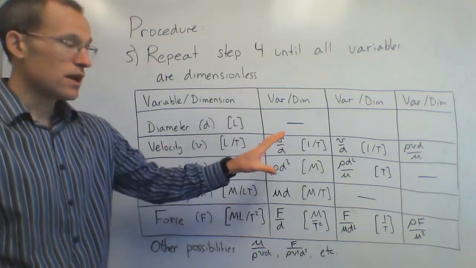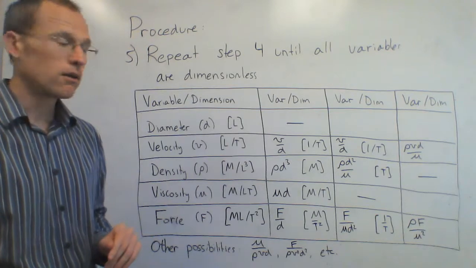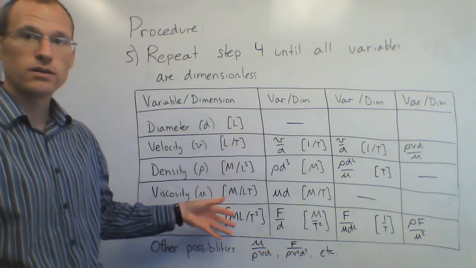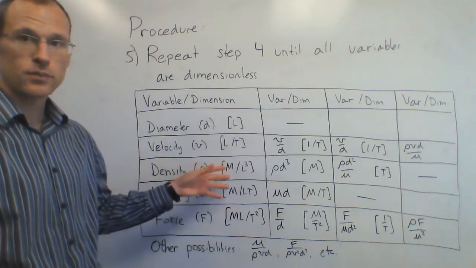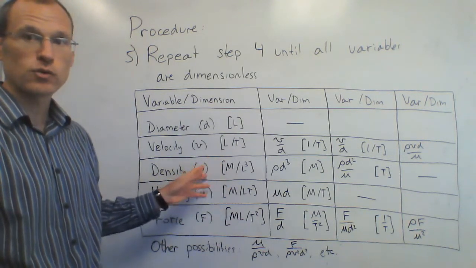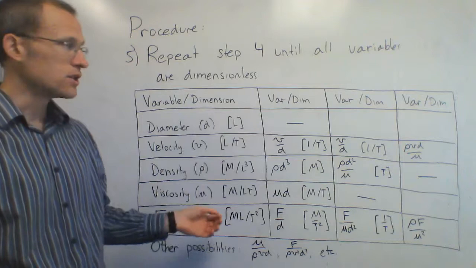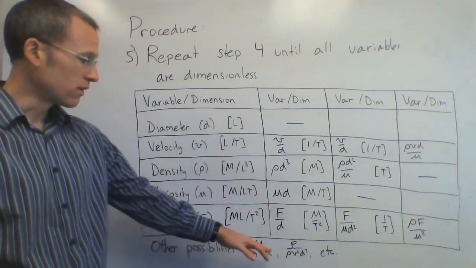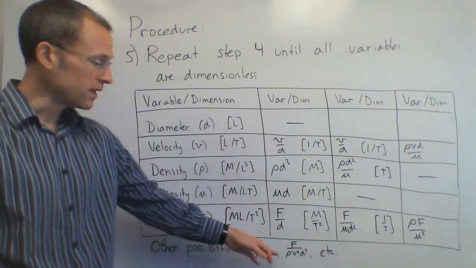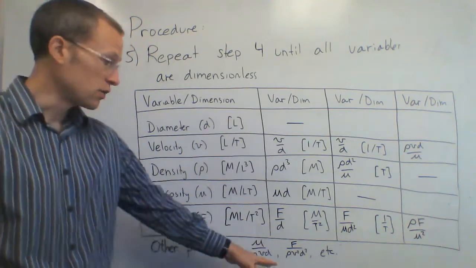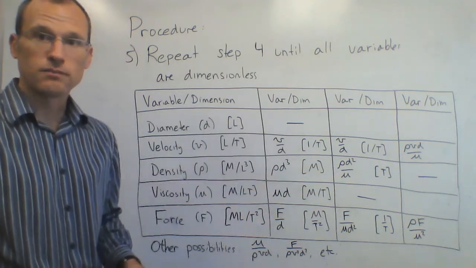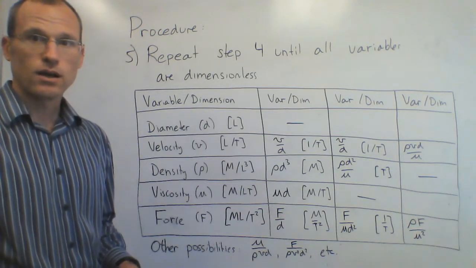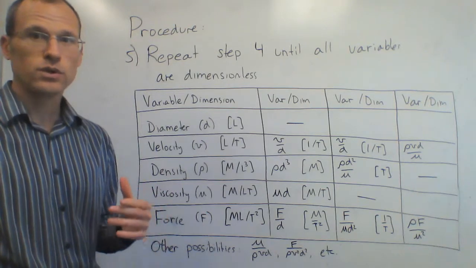So these two answers are not unique, depending on the way that you did this. What variable you chose to eliminate and what dimension you chose to eliminate with that variable is going to give you different answers. So if I did this a different way, I could have ended up with, say, mu over rho Vd and F over rho V squared d squared. Those should have been my two at the very end. So it looks like a different answer, but it's actually the same answer because we're looking for two groups.